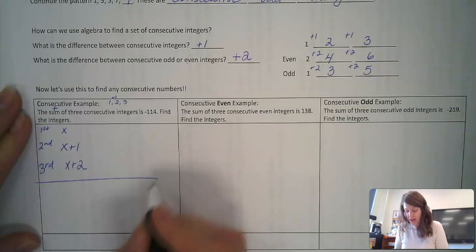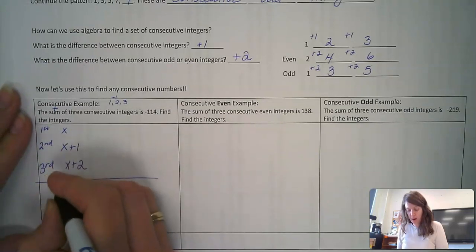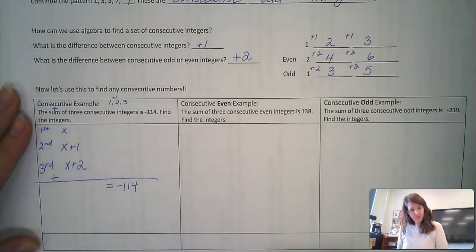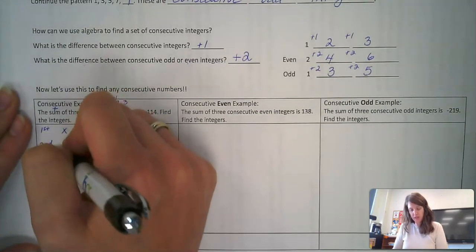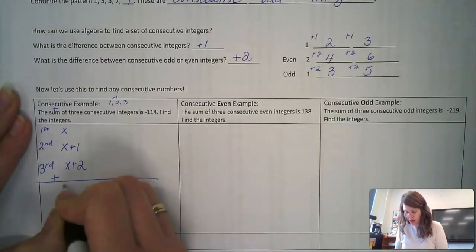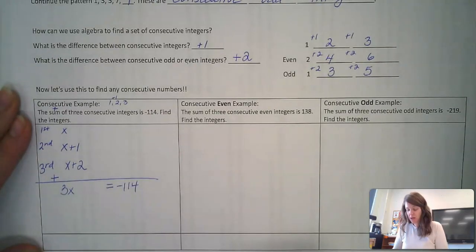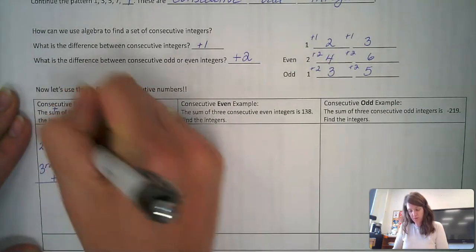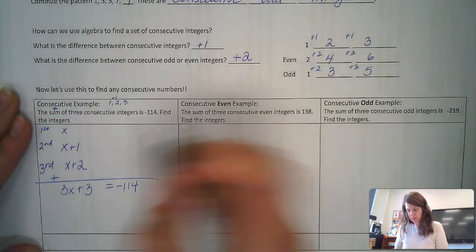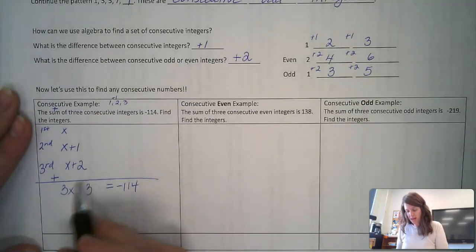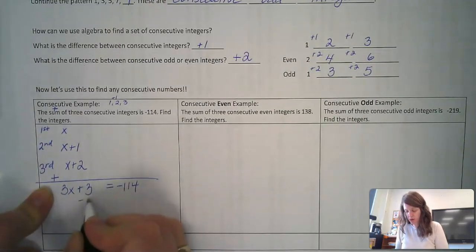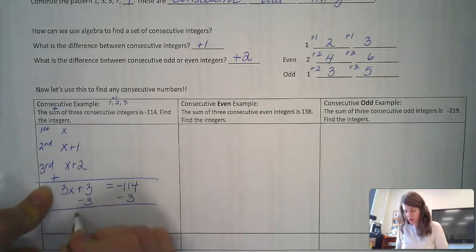And I know that they need to be summed. Sum means add them up, so I'm going to add them up and say that they are equal to negative 114. When I add them up, x plus x plus x gives me 3x, because I'm looking for 3 different x's. And 1 plus 2 gives me 3, because it's the difference between the first term and the last term. So we're looking at a simple equation, which can be solved by subtracting 3 from both sides. And we get 3x is equal to negative 114 minus 3.